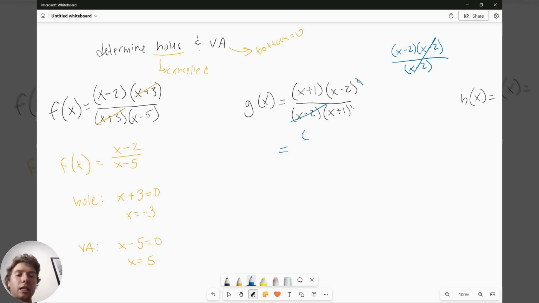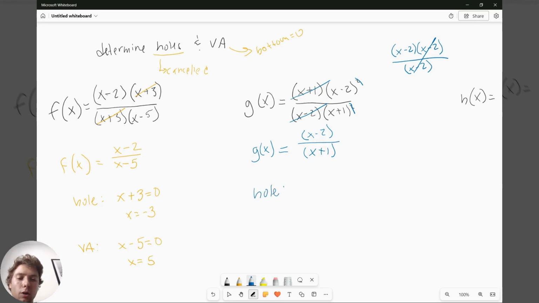Same idea with the x plus 1's. There's 1 on top that would go all the way away. You have 2 of them on bottom, so you get rid of 1 by slashing out the exponent. All I would have left is x minus 2 over x plus 1. Okay, that's the idea of using exponent rules there.